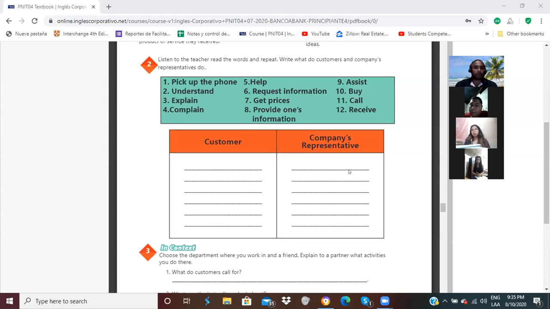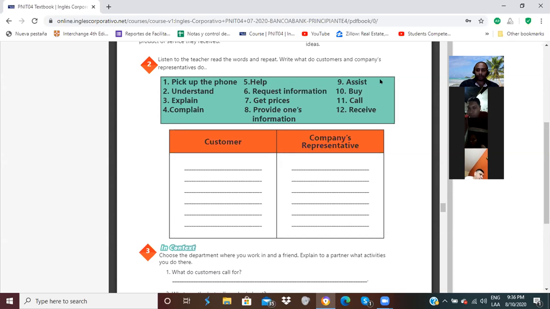And sometimes the customer explains something to you and you understand. So it's both. What about explain? Company's representative. Customer and company representative. Very good. Complain: customer, obviously. You're not going to complain to the client, right? What about help? Company's representative. Request information: customer, and also, sometimes you have to request information as the company representative. So it's both. Get prices: customer. Provide one's information: customer.